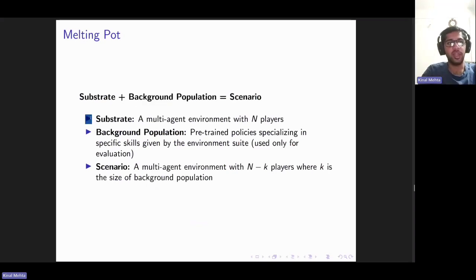The substrate is what we will have access to during our training time, whereas for evaluating social generalization, we'll design some background population with peculiar properties. Let us say we have a cooking game in Overcooked. It is a two-player game where both of them have to cut the vegetables, boil the vegetables, and then cook the soup, and then serve it.